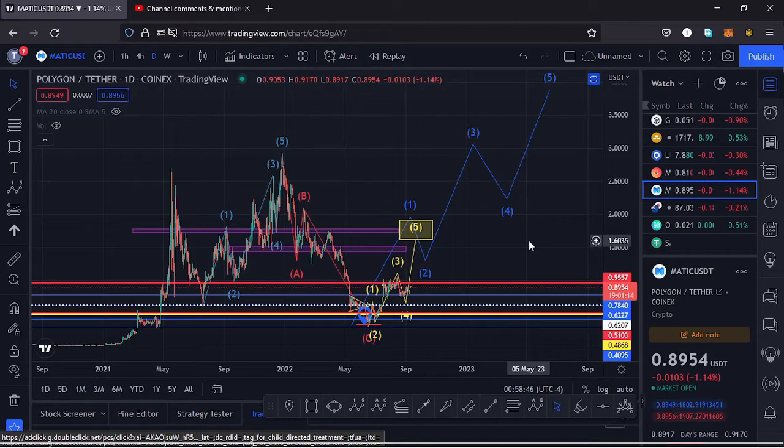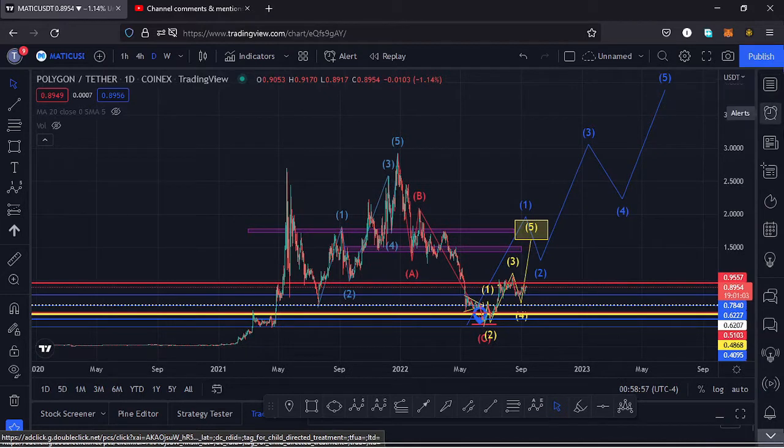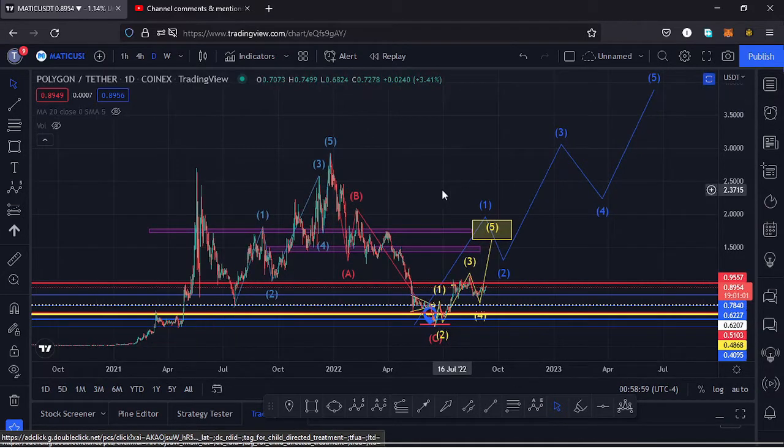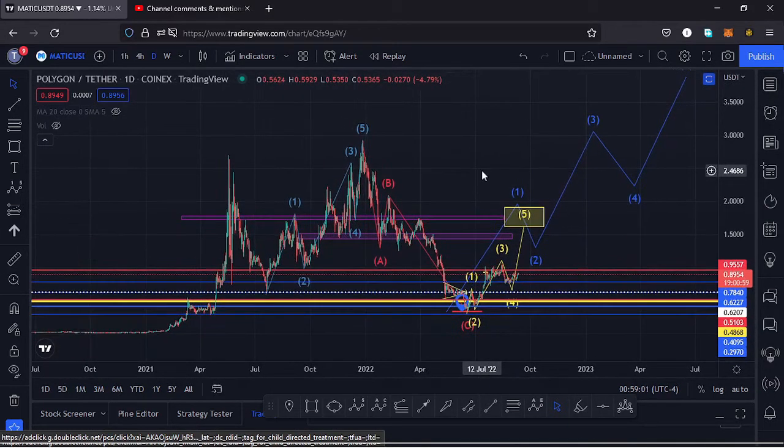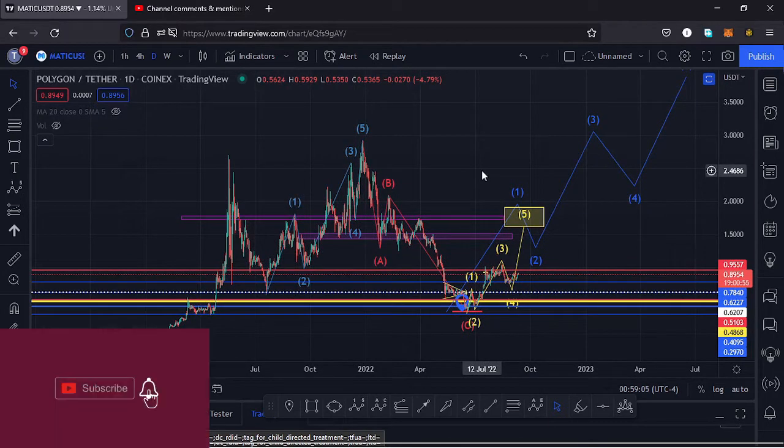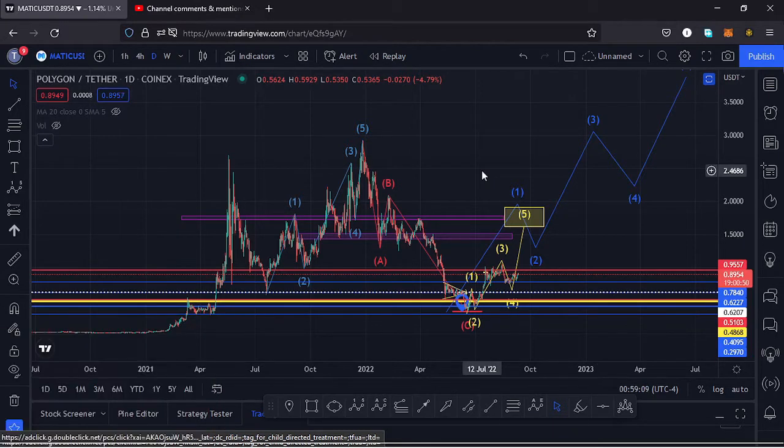I'll be giving you a price prediction update on Polygon Matic, whose current price stands at the $0.8954 mark, and here on TradingView the market is down by 1.14%. In this video I want to give you the key scenarios that I expect to play out, basing my analysis on the Elliott waves and the Fibonacci's, and also the key areas of support and resistance. So if you're interested in such content, make sure that you stick around till the end of the video.